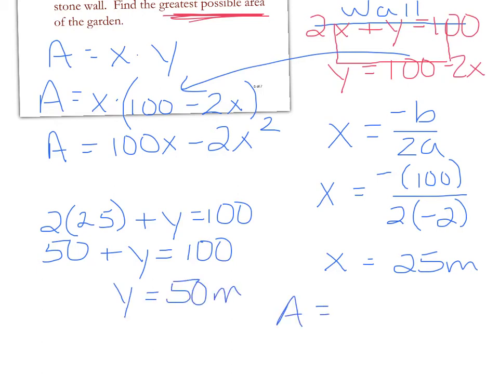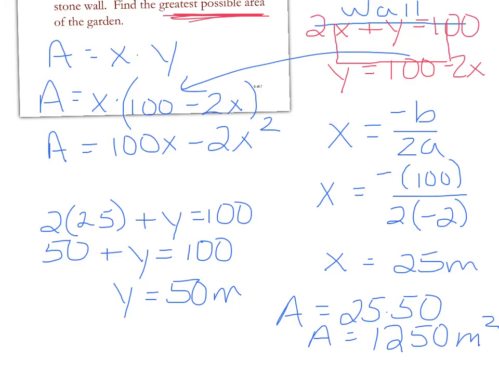So your area is 25 times 50. So your max area will be 1,250 meters squared.